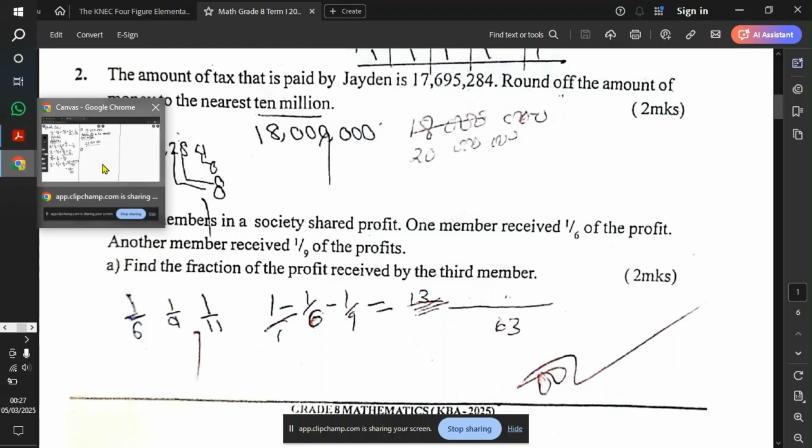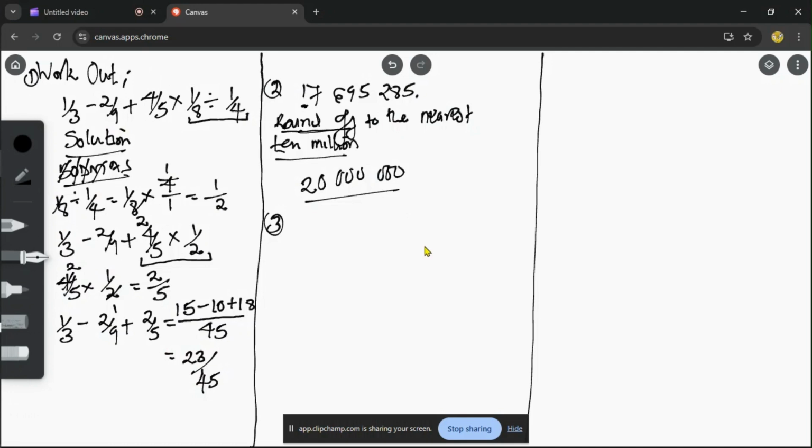So I'll come to my working again here. You're having 3 members in a society who shared a profit. One member received 1/6 of the profit, another member 1/9 of the profit. So you're having the first member received 1/6. Then you're having the second member received 1/9. So you want to know the third member, the fraction that the third member received.